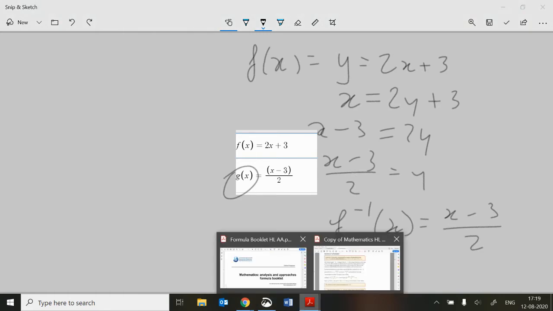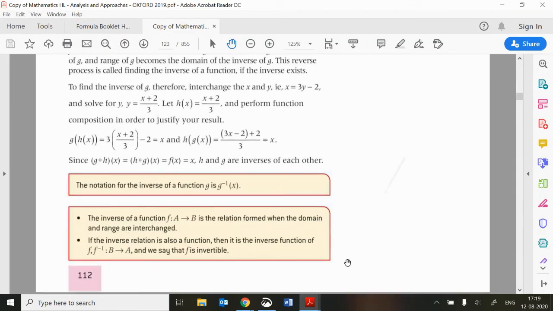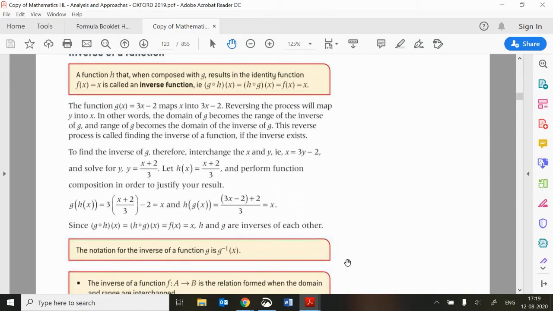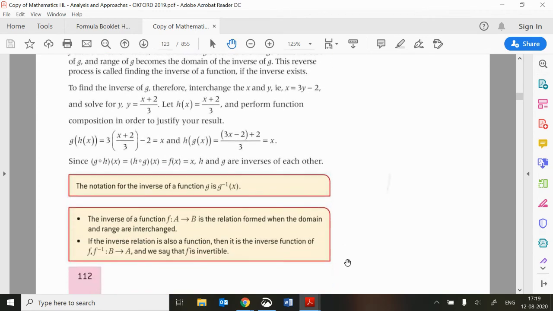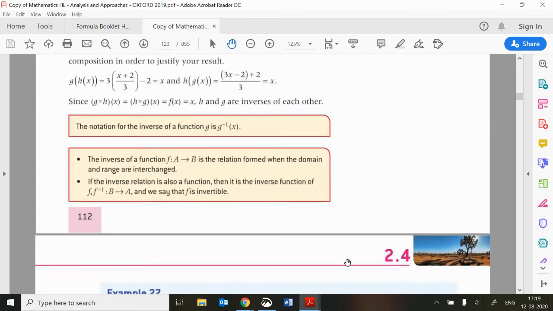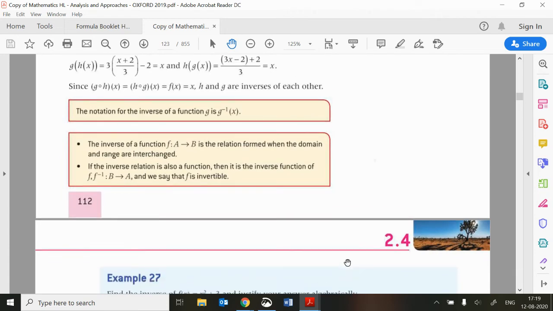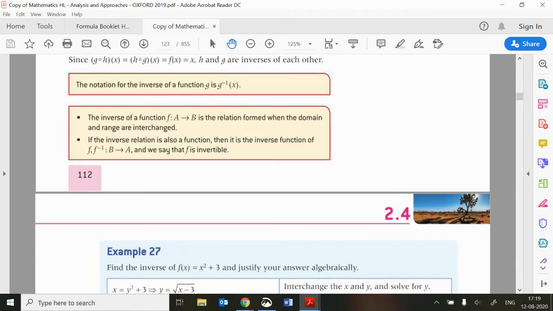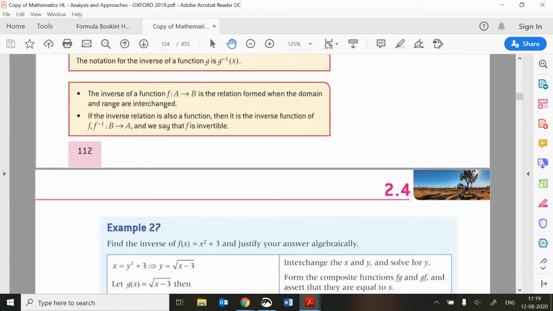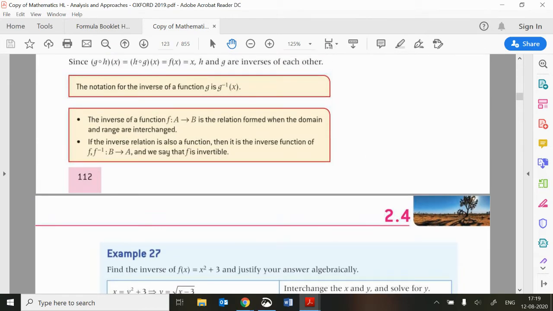Right, so let's look at the next little bit. So the notation for inverse functions, there we go, is g to the minus 1 of x. We've kind of done that. And yeah, okay, the inverse of a function f taking set A to set B is a relation formed when the domain and range are interchanged. That's what we're up to, and that's what we're coming on to next.